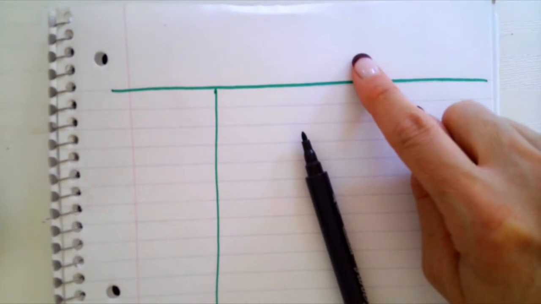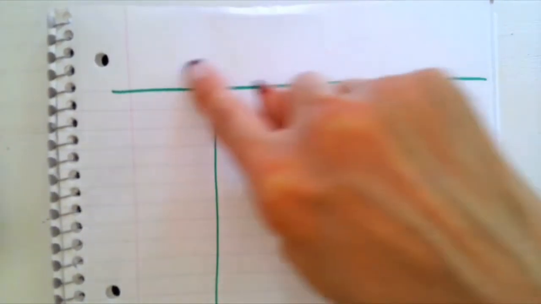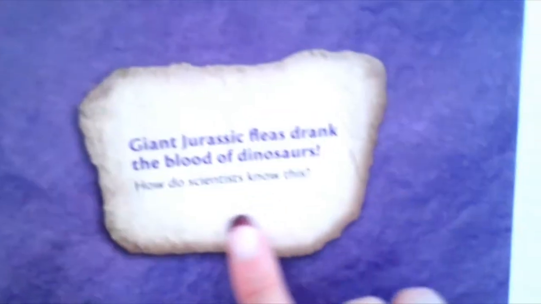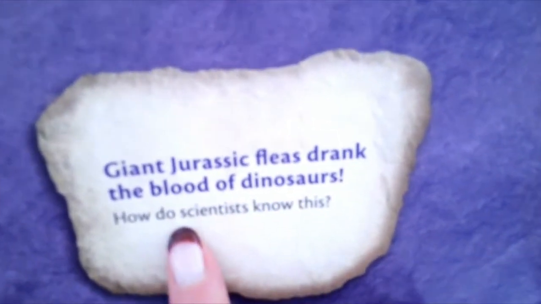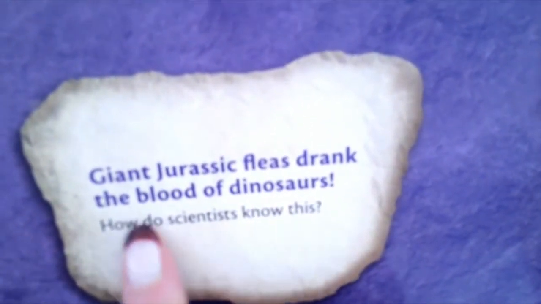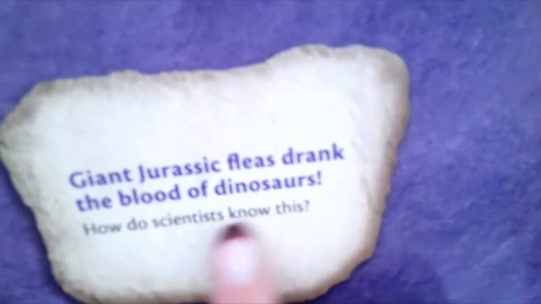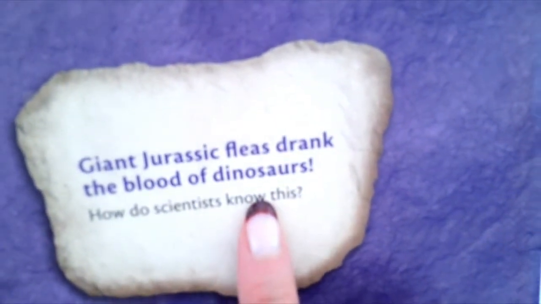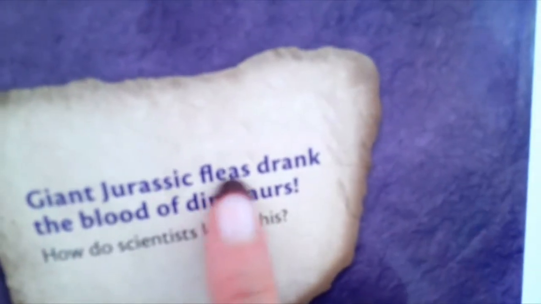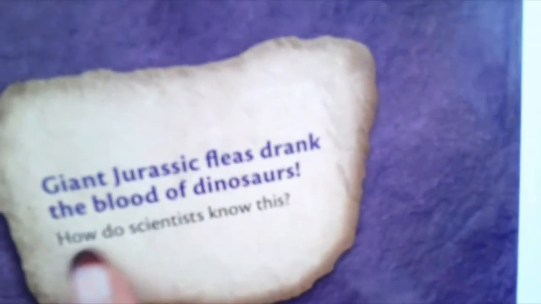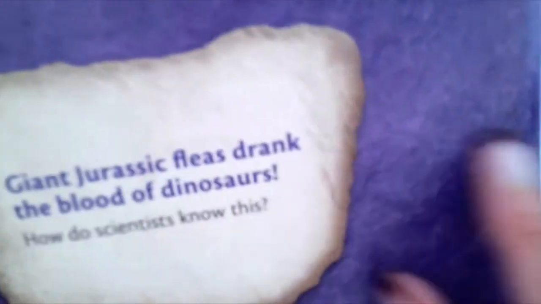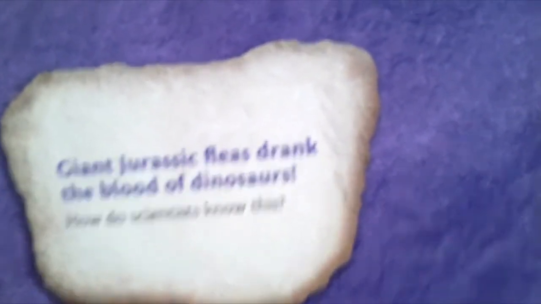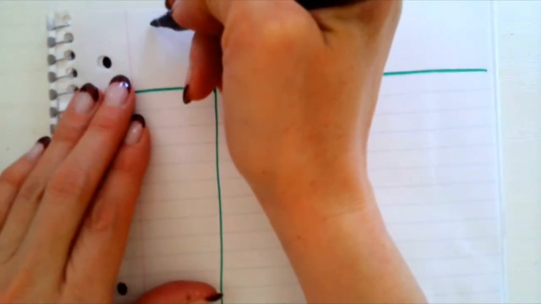At the top of this tool, we are going to write our topic sentence or main idea. Since we are answering this question, we're going to write this question as a sentence. It says, how do scientists know this? What do scientists know? Scientists know that fleas drank the blood of dinosaurs. Let's use that for our topic sentence. Write it with me.